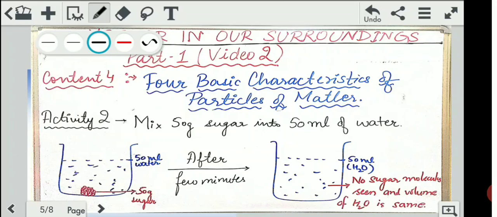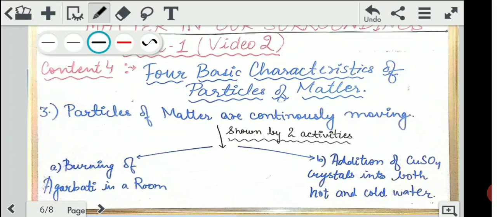So here I have covered two properties of particles of matter. One, the particles of matter are very, very small, by the activity of KMnO4, and second, that the particles of matter have spaces between them, by the activity of tea, coffee, lemon into water, and sugar into water with no increase in its volume. These are all NCERT based activities, and plus I have taken some extra points to explain you better.